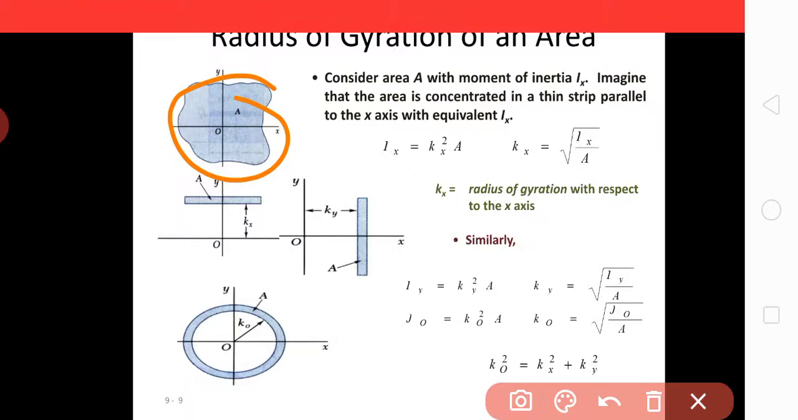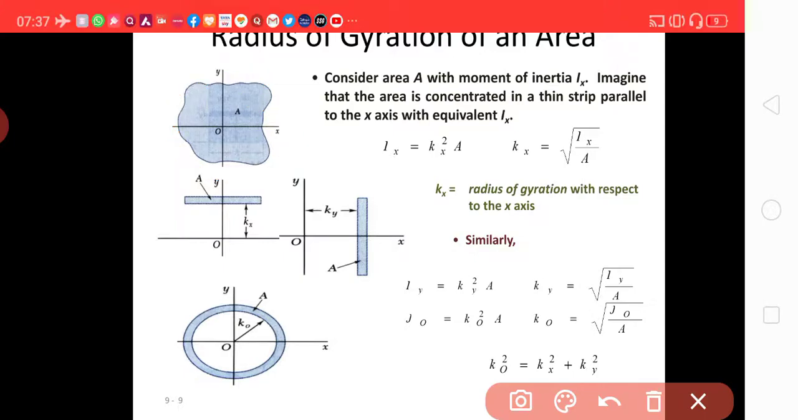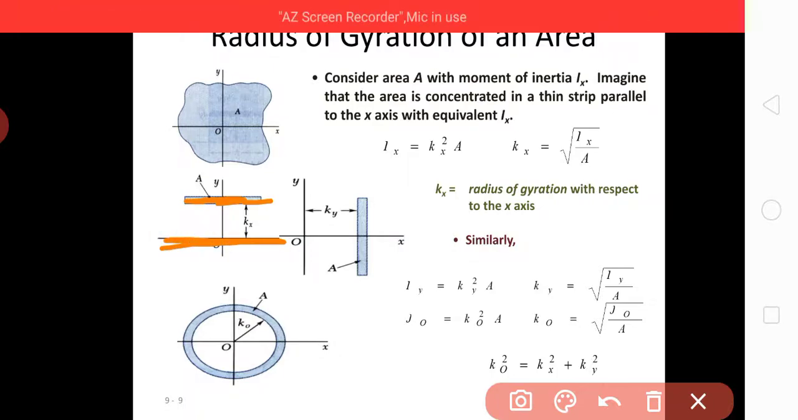Concentrate here again. Just concentrate this area into a strip, and it should be placed at such a distance that its moment of inertia does not alter or remains the same. The distance between this reference axis and this strip will be called the radius of gyration about that axis.